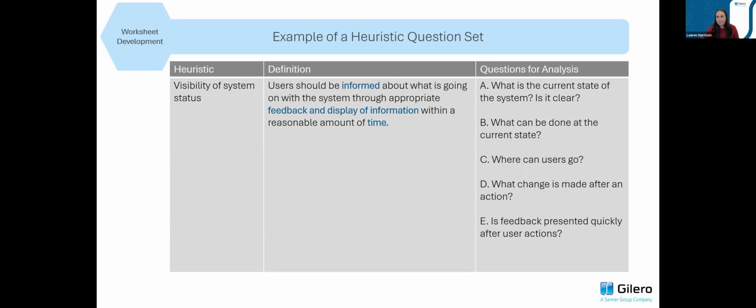So what is the current state of the system? Is it clear? What can be done at this current state? Where can users go? And so on. And this is not to replace the thinking of an HFE. I don't want people to go through and make a heuristic a yes or no process. This is just to kind of guide your analysts, make sure you're all on the same page, and make sure that you're ticking your boxes as you're going through each heuristic so that you can make sure that your review is holistic.